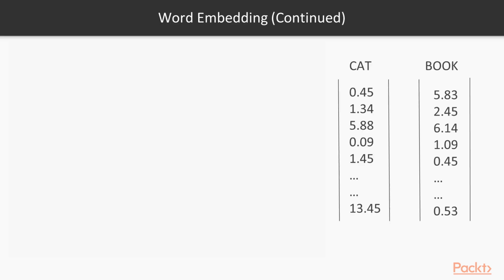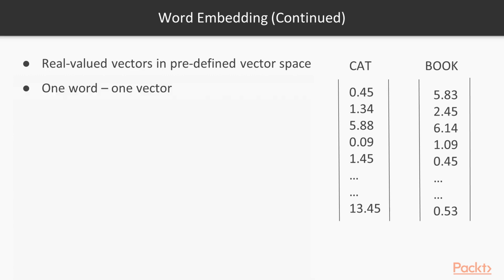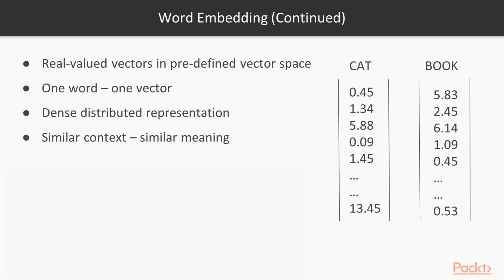Let's look at two words, cat and book, which come from a certain corpus. They are two real-valued vectors from a predefined vector space, wherein one vector corresponds to one word, wherein they are dense and distributed representations of words, under the notion that words that appear in similar context have similar meaning, and their vector representation encapsulates that information.